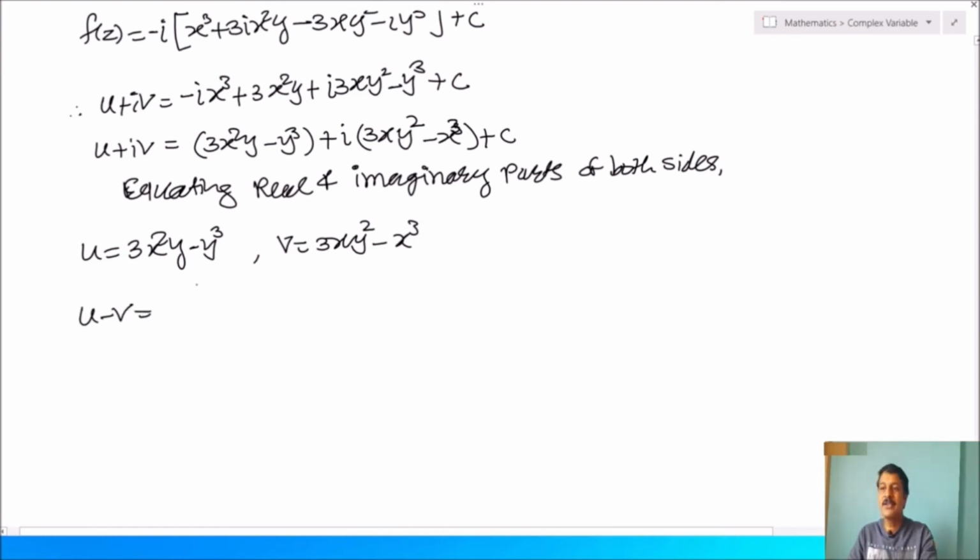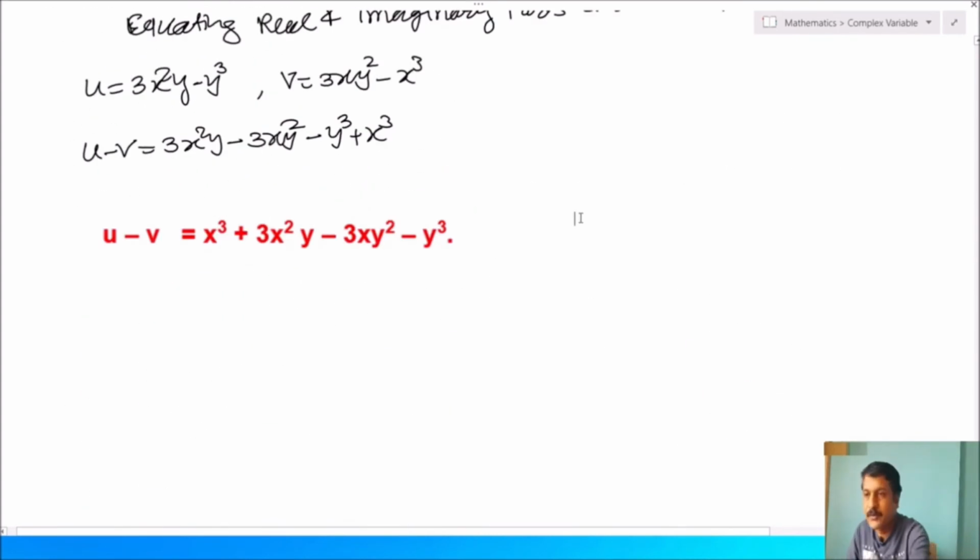If we consider u minus v, so what we get? 3x square y minus 3xy square minus y cube minus minus plus x cube. So check here what is u minus v, the given thing. So this is the given thing, u minus v. So whether it is correct? Yes. So your answer is correct one.